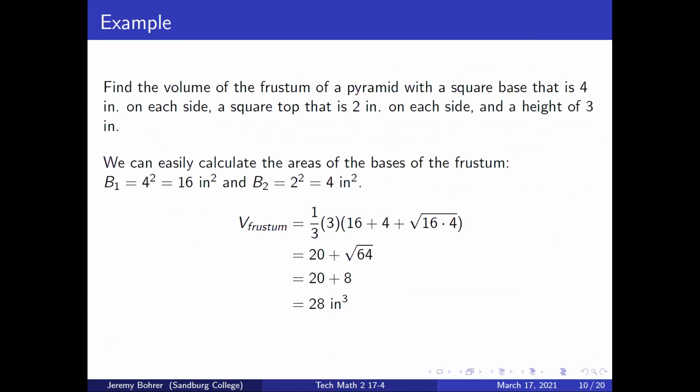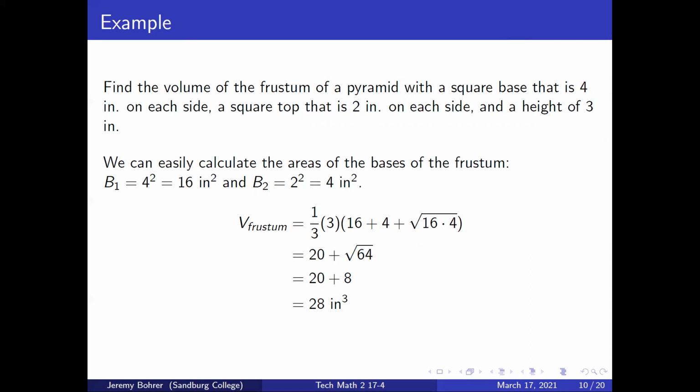Find the volume of the frustum of a pyramid with a square base that is 4 inches on each side, a square top that is 2 inches on each side, and a height of 3 inches. We can easily calculate the areas of the bases of the frustum. B1 equals 4 squared, which is 16 square inches, and B2 equals 2 squared, which is 4 square inches.